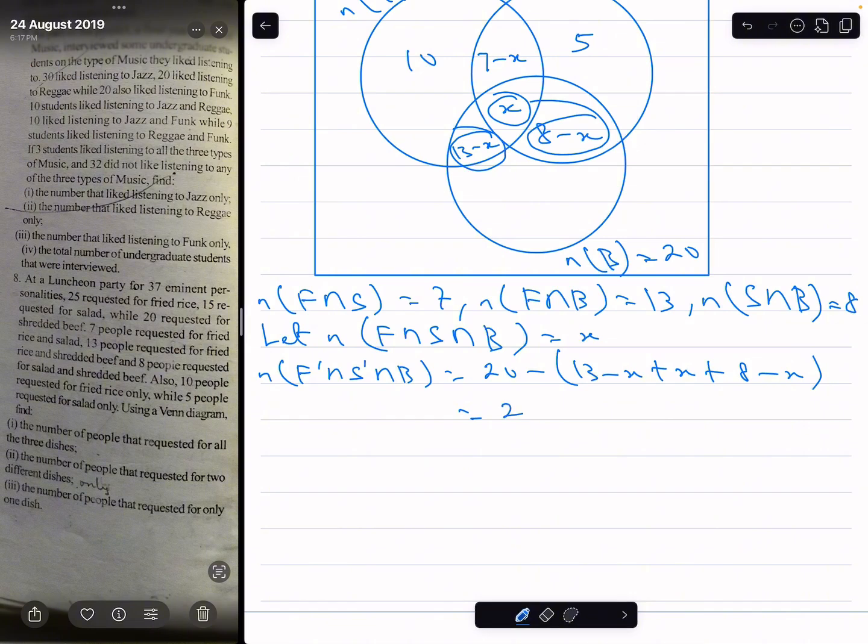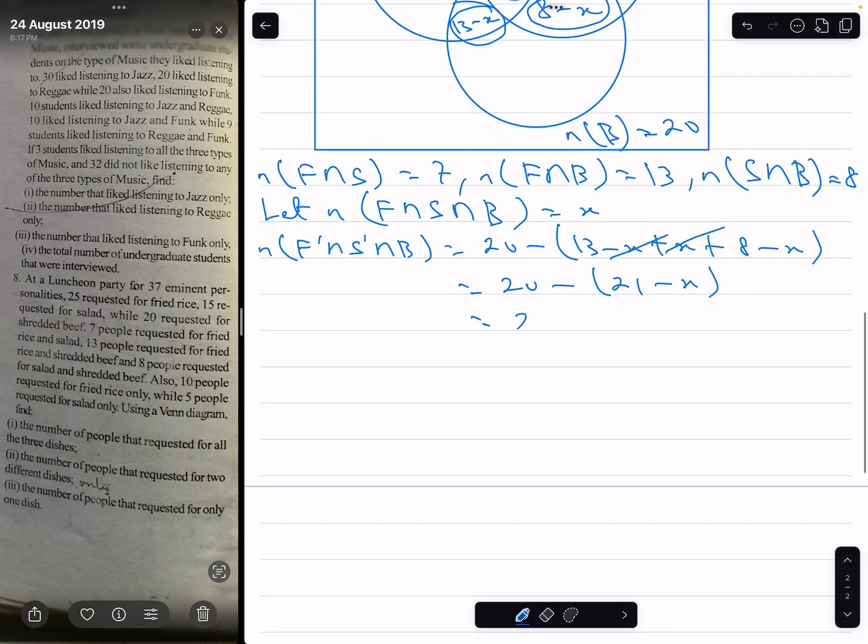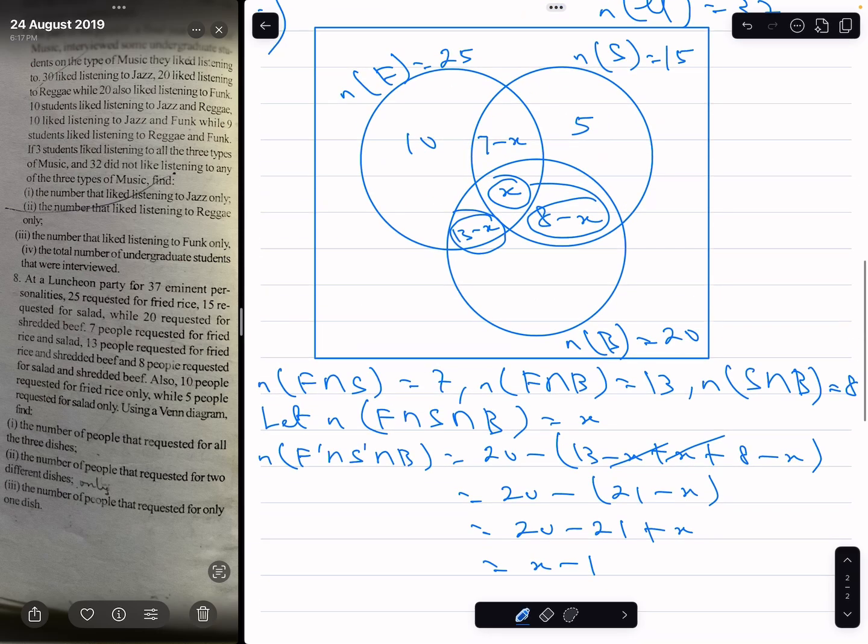And that's equal to 20 minus x plus x is 0. 13 plus x is 21 minus x, which simply means 20 minus 21 plus x, and that's minus 1 plus x, which I can simply write as x minus 1. So the number of people who requested shredded beef only is x minus 1.